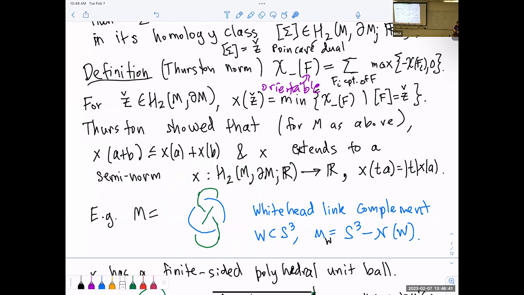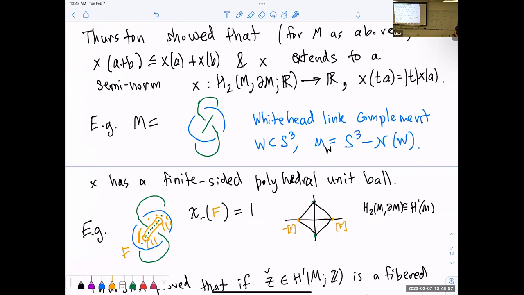You take a regular neighborhood and you remove the interior, and then the complement is what I mean by the Whitehead link complement. So it's a compact manifold with two torus boundary components. Then the Thurston norm in this case has a finite-sided polyhedral unit ball.